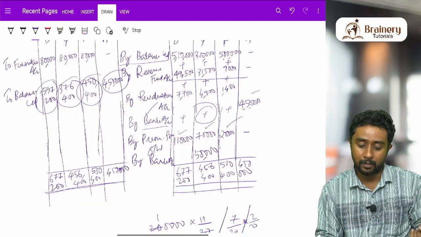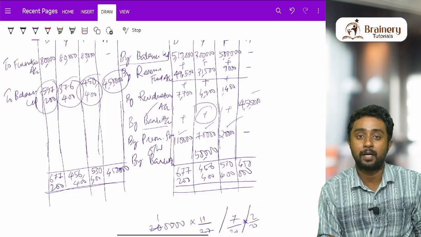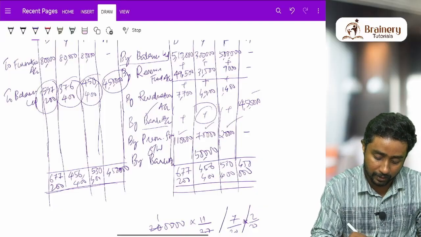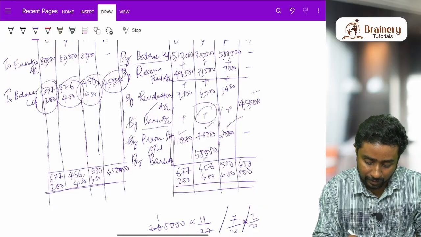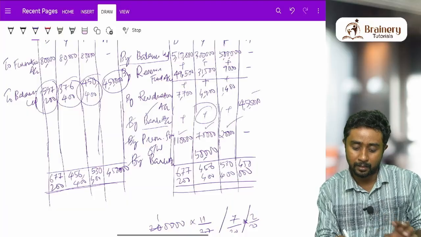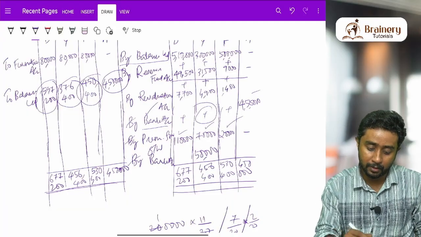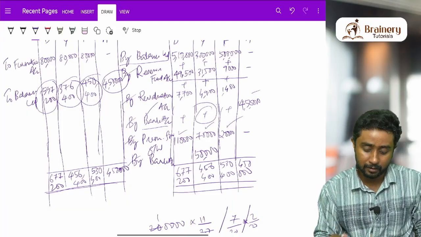Premium for goodwill account debit to partners capital account. Which partner? Sacrificing partners capital account. So that is also done. This is also bank. Bringing capital is also done, and additional capital introduced is also done, revaluation is done, reserve fund is done.